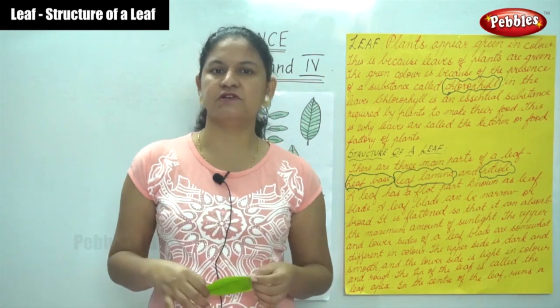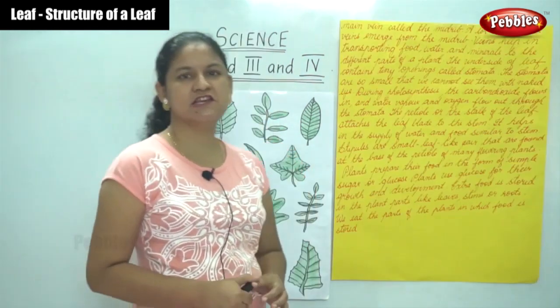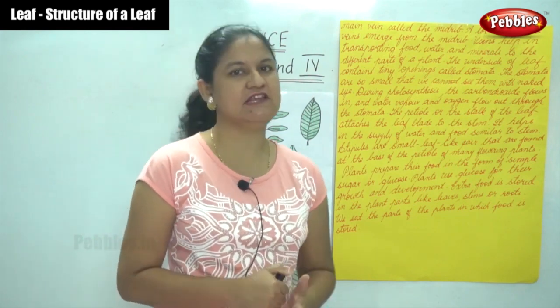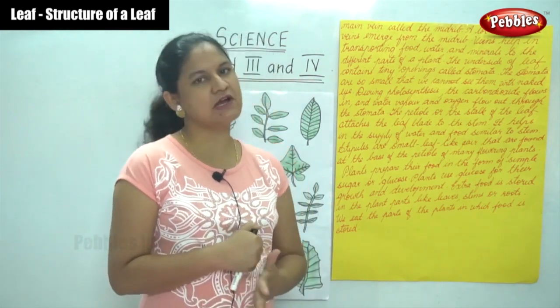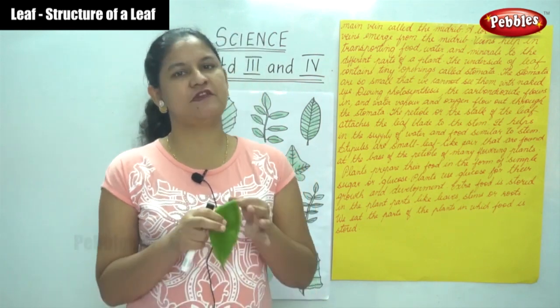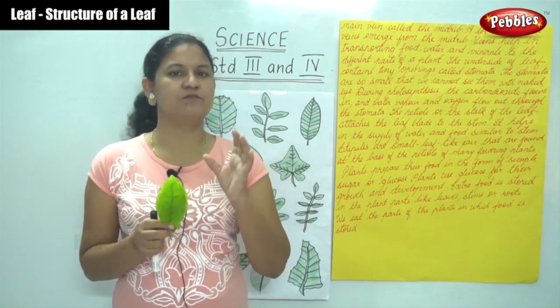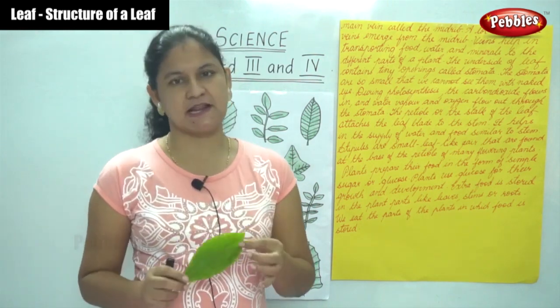Let us move on to the remaining structure of the leaf. So we have seen that the three main parts of the leaf are the leaf base, the leaf lamina and the petiole, and the leaf is always flat because it is able to absorb maximum amount of sunlight.